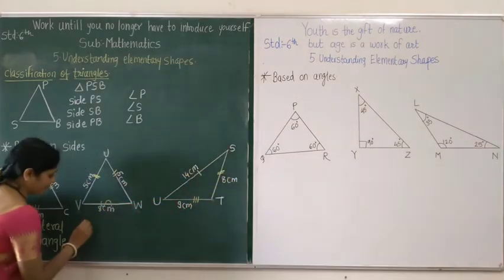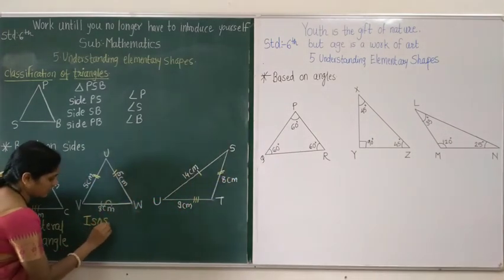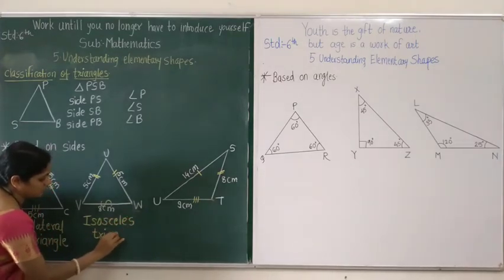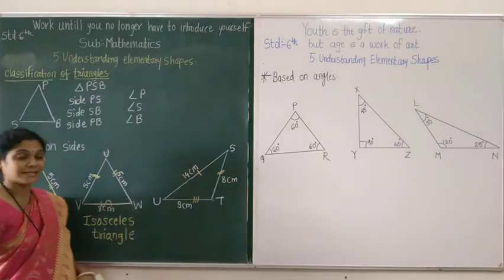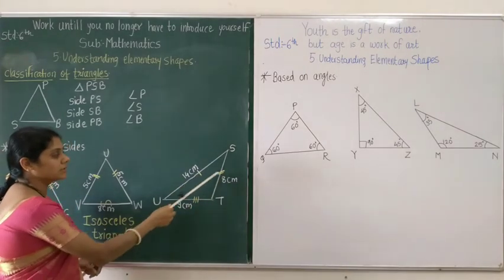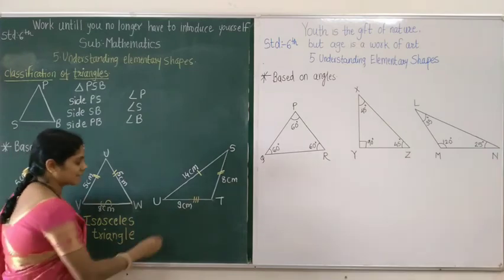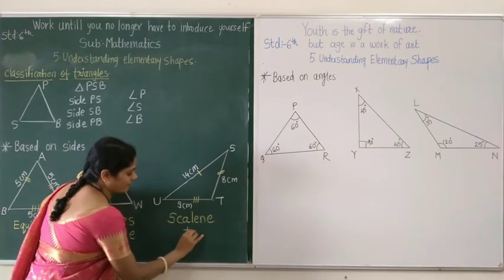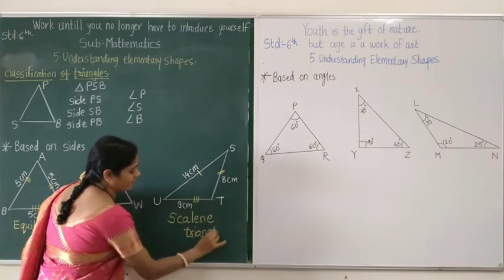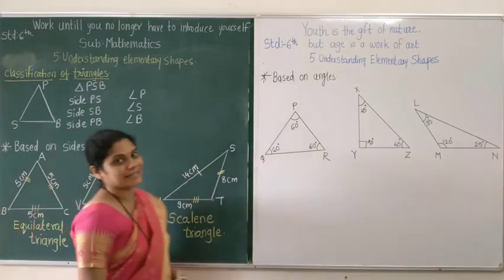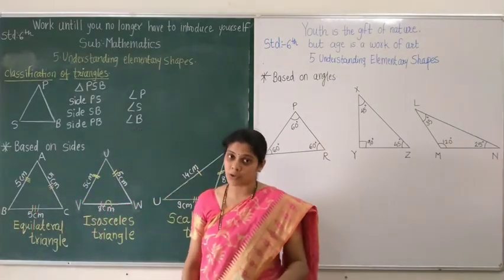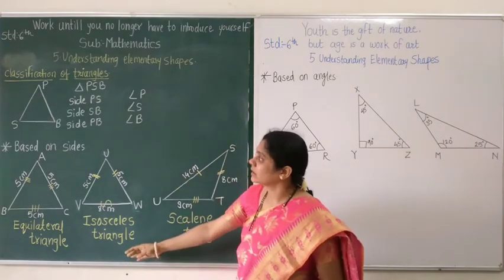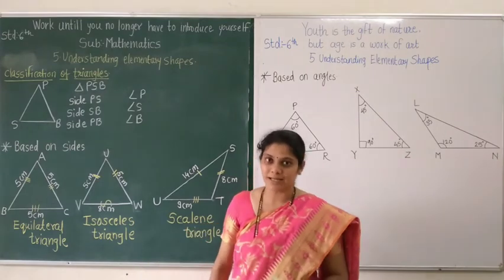Now look at here. And you can see in this diagram, all the three sides are different and it is named a scalene triangle. Okay, as like this way, based on their sides, we can classify the triangles. This is about the classification of triangles on the basis of their sides.